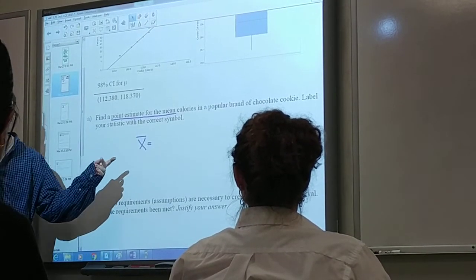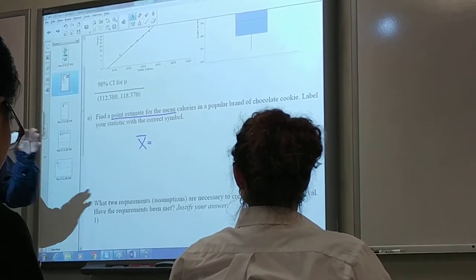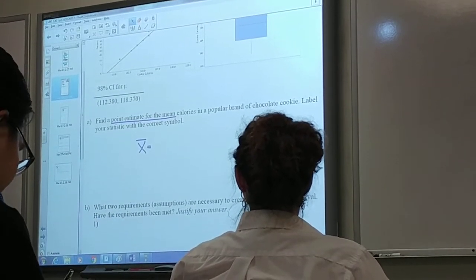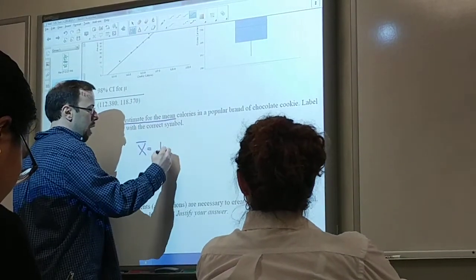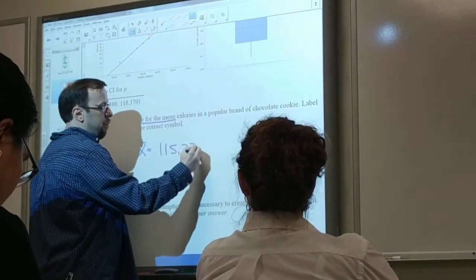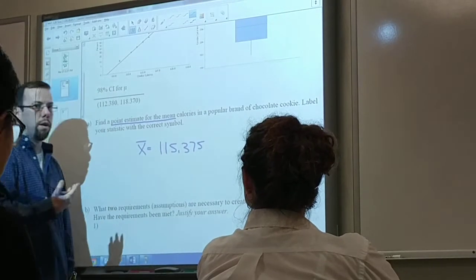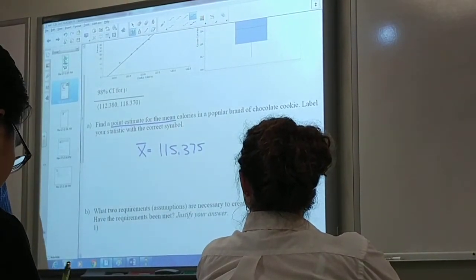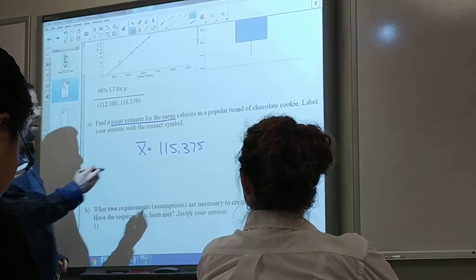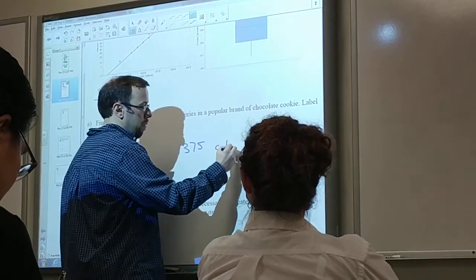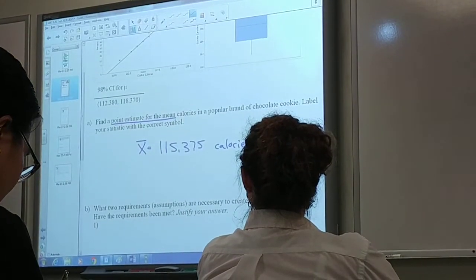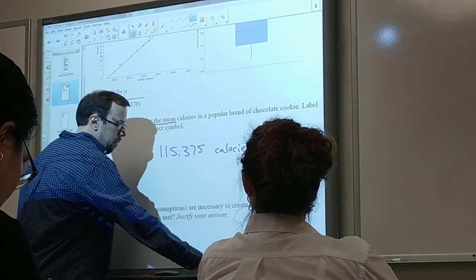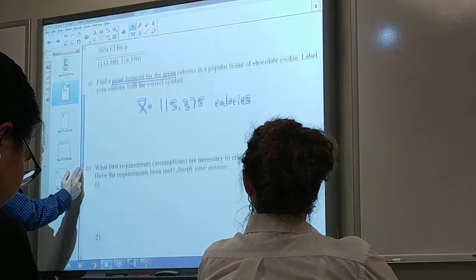So are we okay with how we got the average X bar by just adding up the numbers and dividing by 8? So 115.375, I believe. And because this is an average, I want to label my units, and this is what? Calories. Thank you. Yes, calories. So that's the average calories in the 8 cookies in my sample. All right. So that's the point estimate.